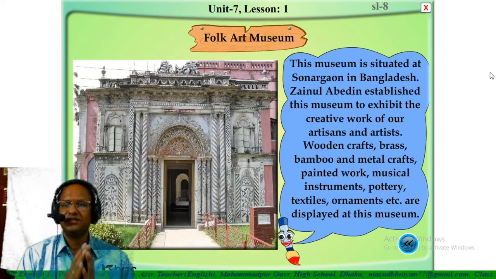Folk Art Museum. This museum is situated at Sunarga in Bangladesh. Zainul Abedin established this museum to exhibit the creative work of our artisans and artists. Wooden crafts, bamboo and metal crafts, painted work, musical instruments, pottery, textiles and ornaments, etc. are displayed at this museum.